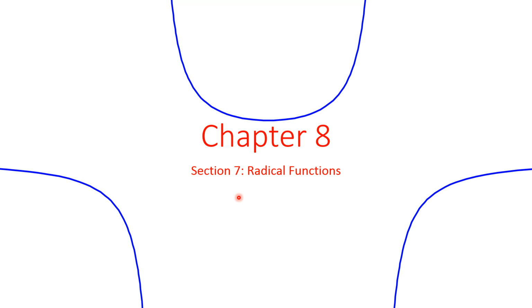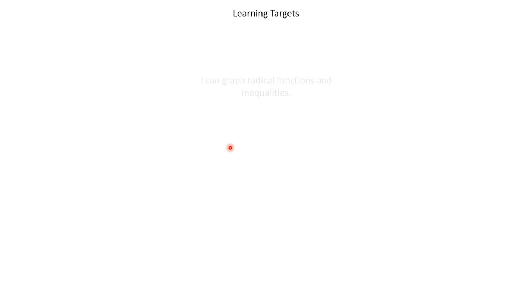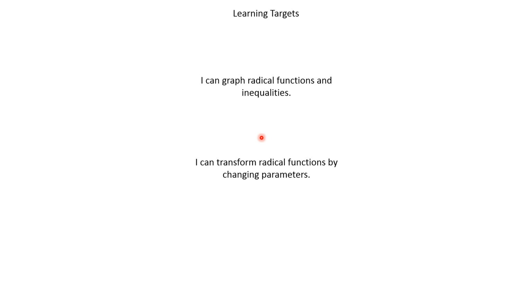So let's take a look at our learning targets. The first one, I can graph radical functions and inequalities. They're basically the same. I'll mention inequalities right at the end. And then I can transform radical functions by changing parameters. That would be the transformation part of it.